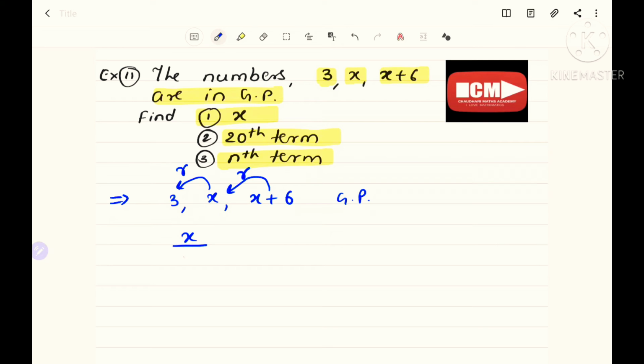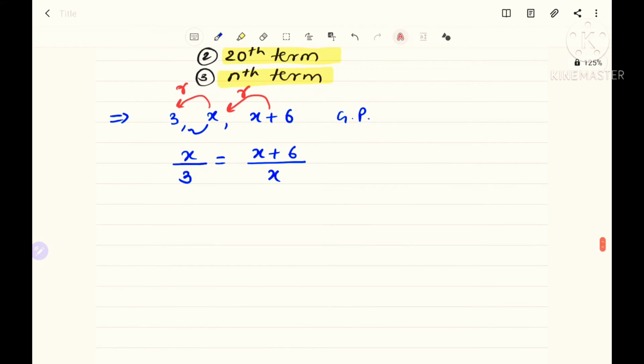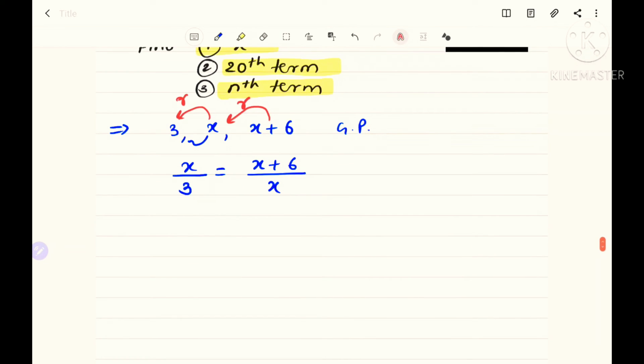So here I am taking the ratio of x with 3 and the ratio of x plus 6 with x. Try to understand, here I am taking the ratio of two successive terms. The first one is x with 3, the second one is x plus 6 with x, and that ratio will remain the same. So this ratio is also r, and this ratio is also r, right? Let's simplify this further. I'm shifting the terms on LHS and RHS. So x into x becomes x square. Shifting 3 on this side becomes 3x plus 18.